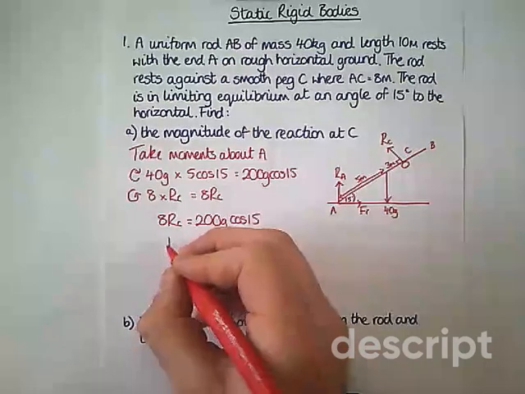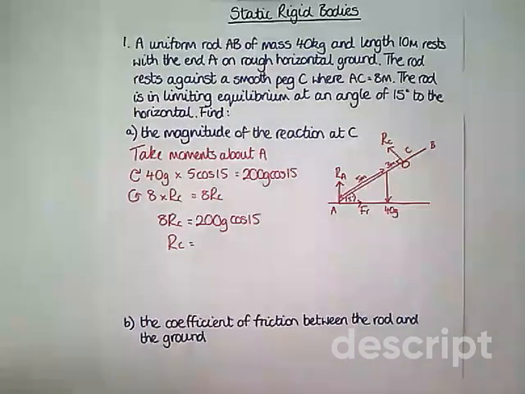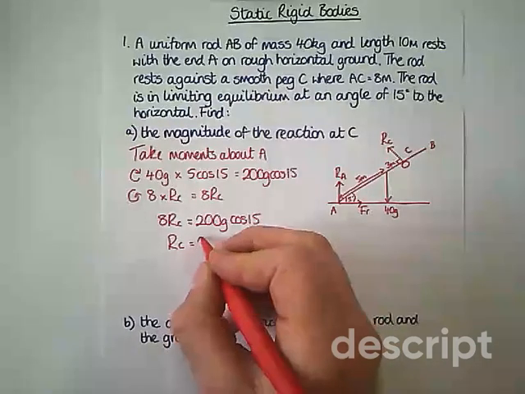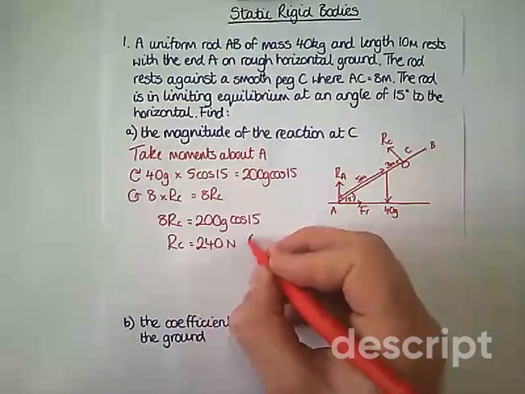So then divide by 8. So we get 200 times 9.8 times cos 15 divided by 8, which is 240 newtons to 2 significant figures.